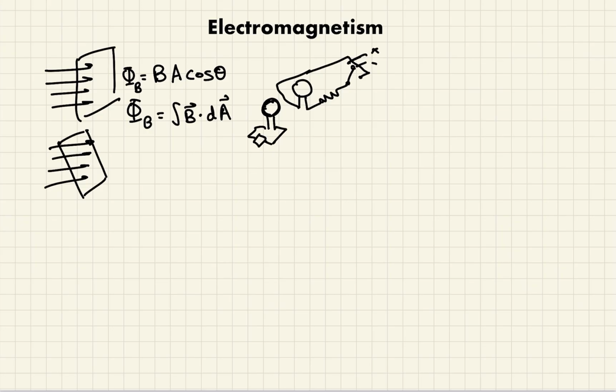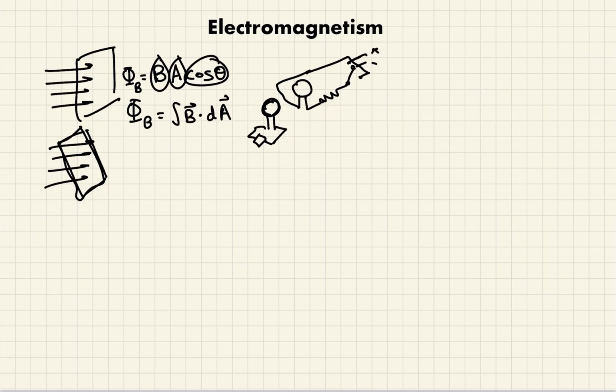You can increase or decrease the magnetic field. You can increase or decrease the area of the loop. So if you make the loop bigger, then you're going to also change the magnetic flux. You can also change the orientation of the loop. If, for example, it starts off flat and then you change it to have an angle, that would change the cosine theta part of the formula. So you can change any of these three things, basically.